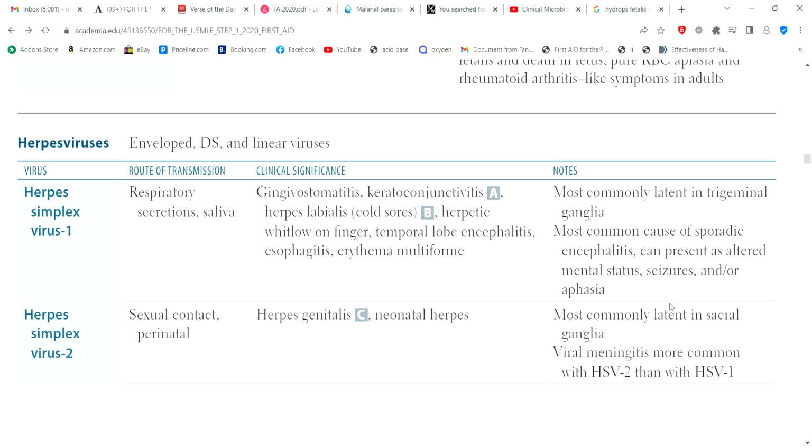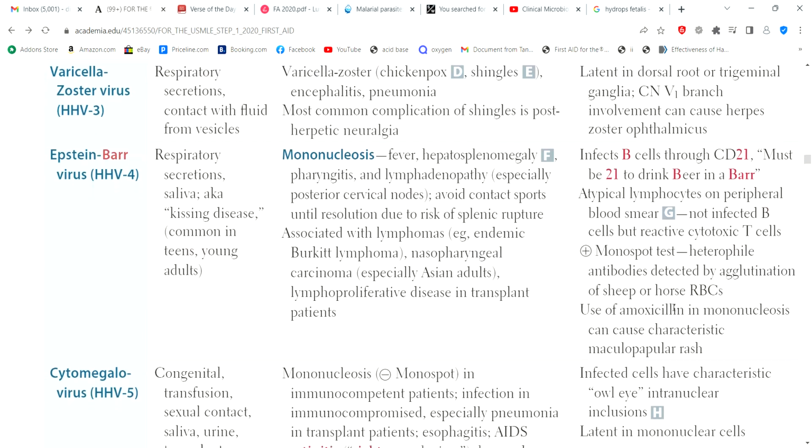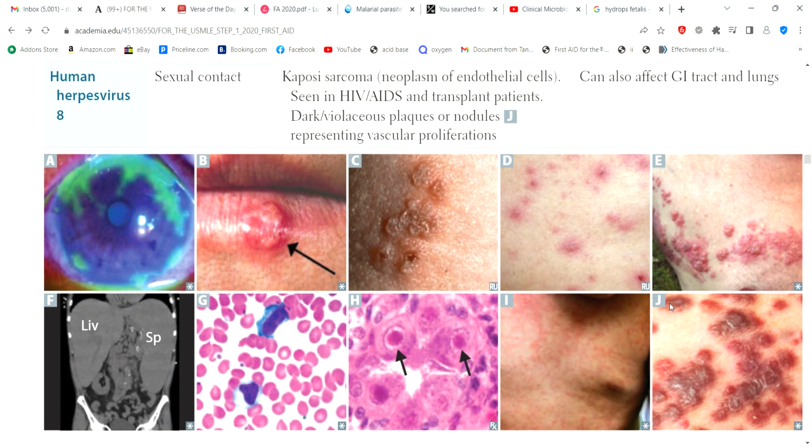So gingivostomatitis, keratoconjunctivitis. This is figure A right here. This is caused by HSV1. This is ulcers in the cornea on fluorescein slit lamp exam. That's ulcers in the eye, okay?